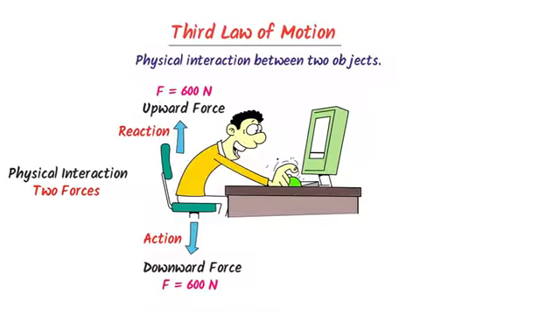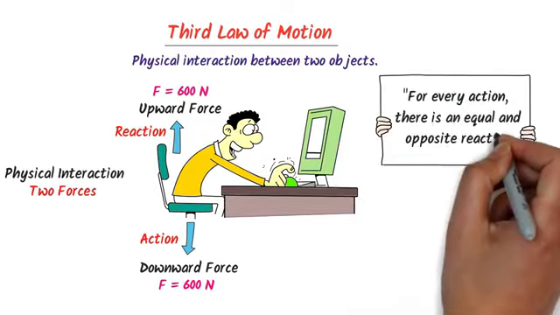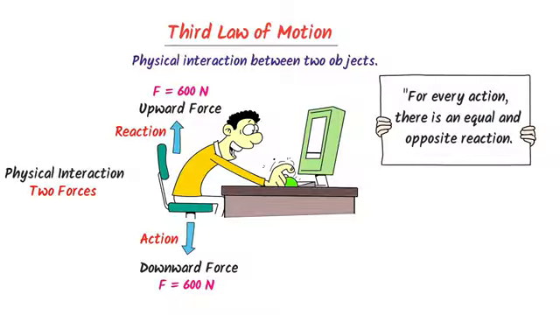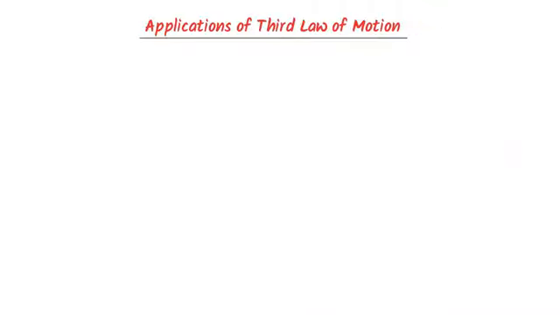Therefore, Newton Baba states that for every action, there is an equal and opposite reaction. For instance, the magnitude of the downward action and the magnitude of the upward reaction are the same, which is 600 Newton. But remember that they both have opposite directions. Thus, remember this third law of action and reaction. Now let me teach you applications of Newton's third law in our daily life.